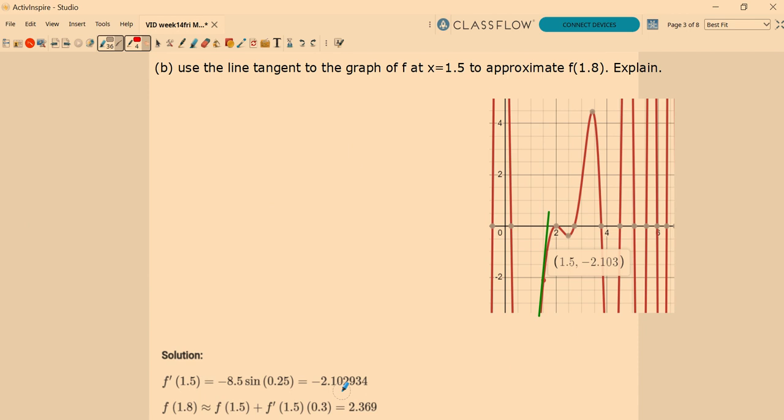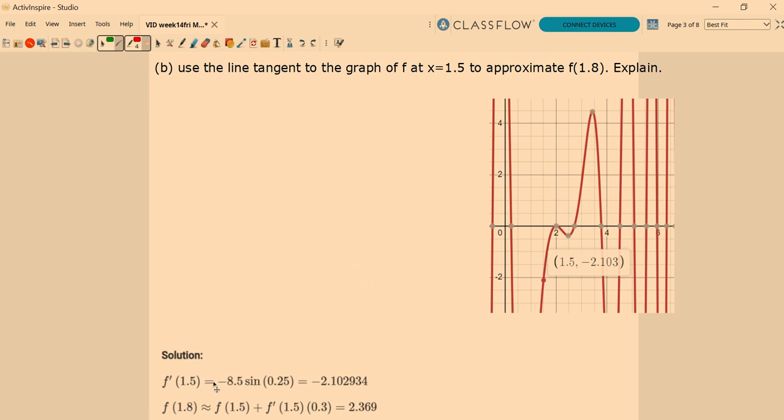That is your linearization. So again, what you want to do, basically, we want to find, in this case we don't know the graph of f. We can't see it. We only have the graph of f prime. But the process is still the same.